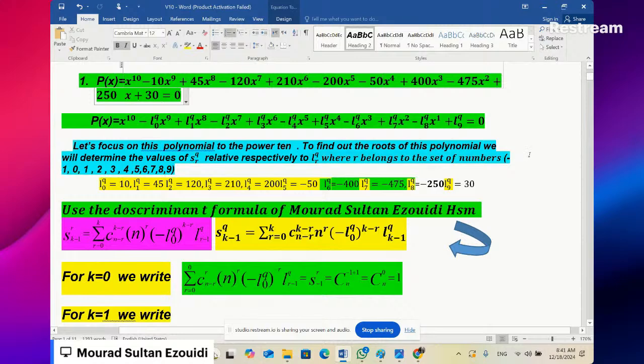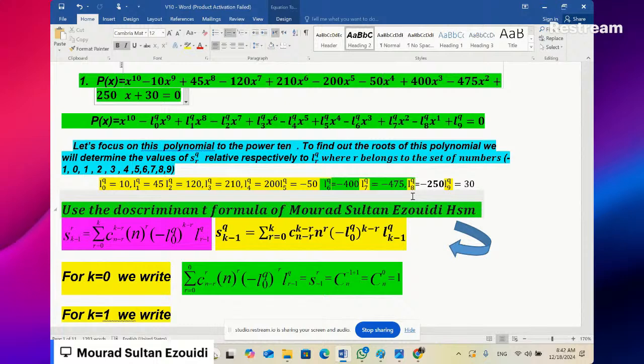minus 1, 0, 1, 2, 3, 4, and 5, up to 9. These now are the coefficients of my 10th degree equation. I should start working using the discriminant formula, and we try to find S minus 1, and also S1, and also S0, and then we continue. We should find S2, S3, S4, and also S5, S6, S7, S8, and S9. At S9 we should stop, and we will write our new 10th degree equation.